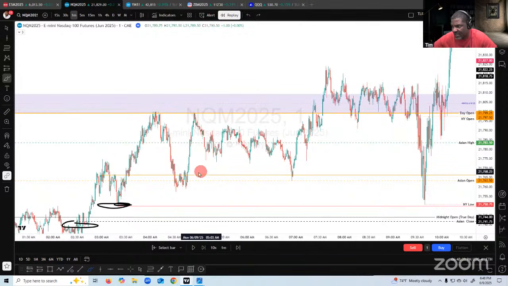Just below the Asian high, right? And we consolidate around the Asian high all the way up until just before the 650 to 710 macro, and we start to drop during the 650 to 710 macro. We drop back down to the London and Asian open, right? Drop down to the London open, wick down, touch the Asian open, and then we rally throughout the remainder of the 650 to 710 macro, coming back up, taking out the short-term buy side.